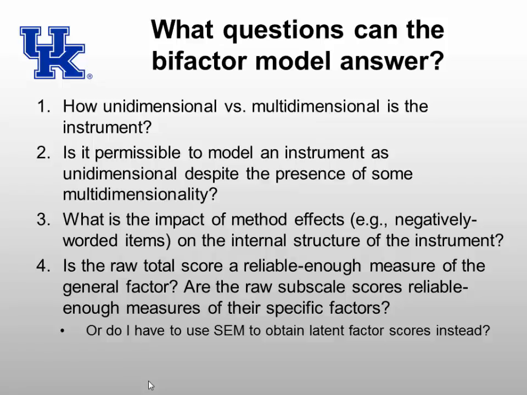And then this is my favorite question, number 4. Is the raw total score a reliable enough measure of the general factor? And the same question for the raw subscale scores. Because you'll see people use an instrument, and our example that I'm about to talk about does this. They'll use both raw total scores and subscale scores, and they will operate on the assumption that that's all cool, that these things are measuring what I think they're measuring. But that's not always true. You actually have to test it first if your instrument conforms to a bifactor model. Because if they don't, if these scores are really contaminated with other things, then you really have to use SEM to operationalize those cleanly. Otherwise, you're not measuring what you think you're measuring.